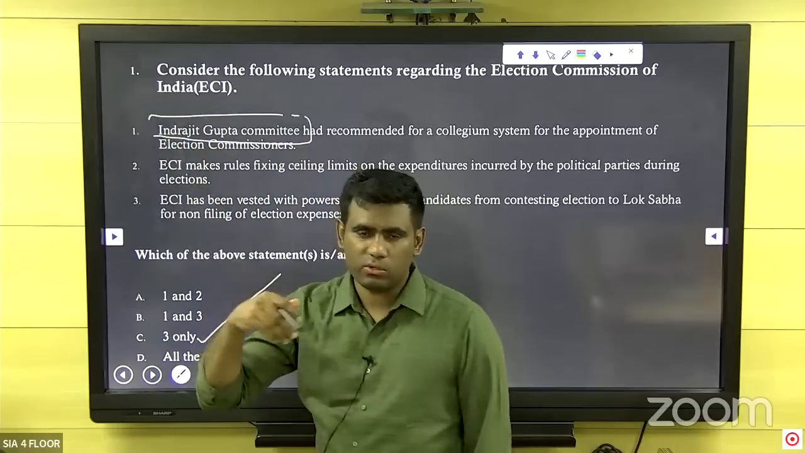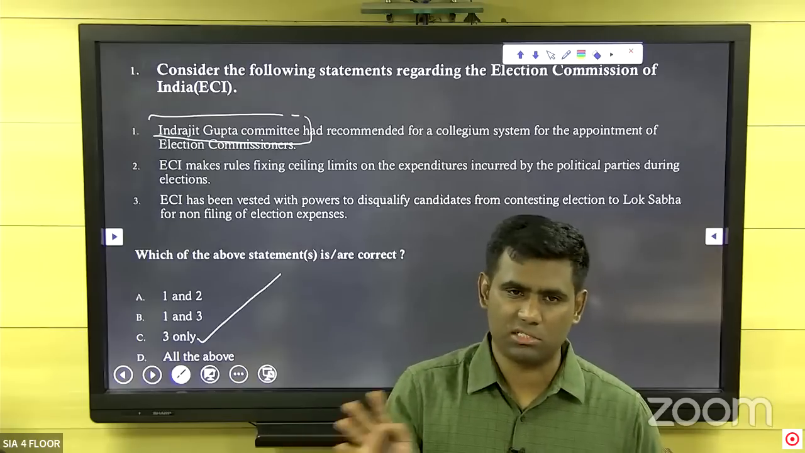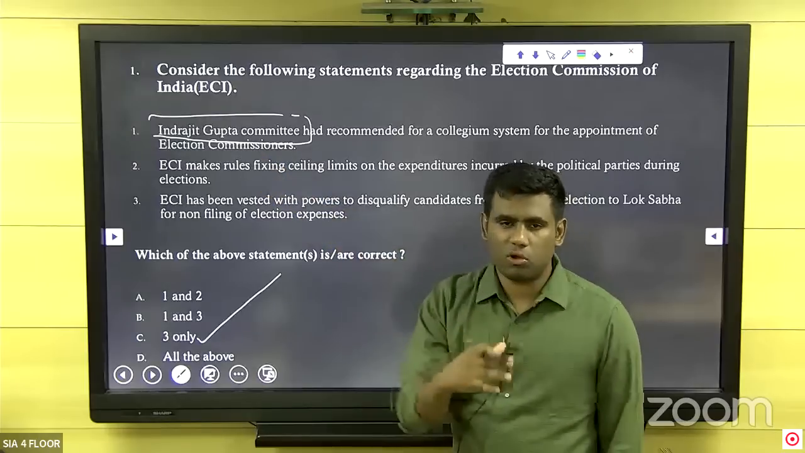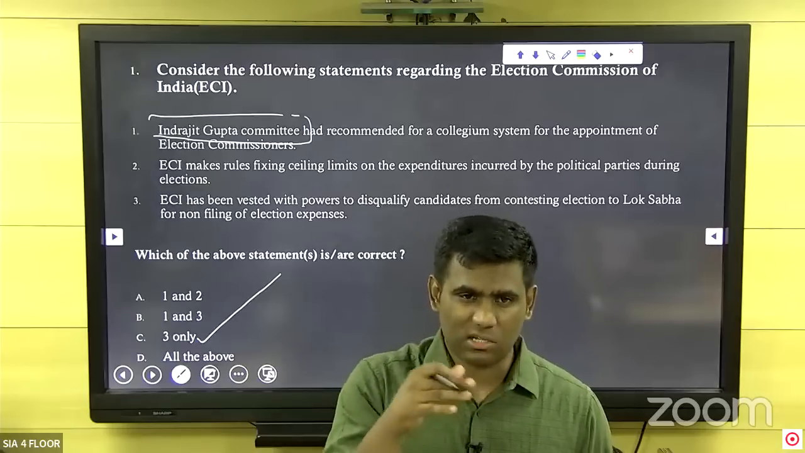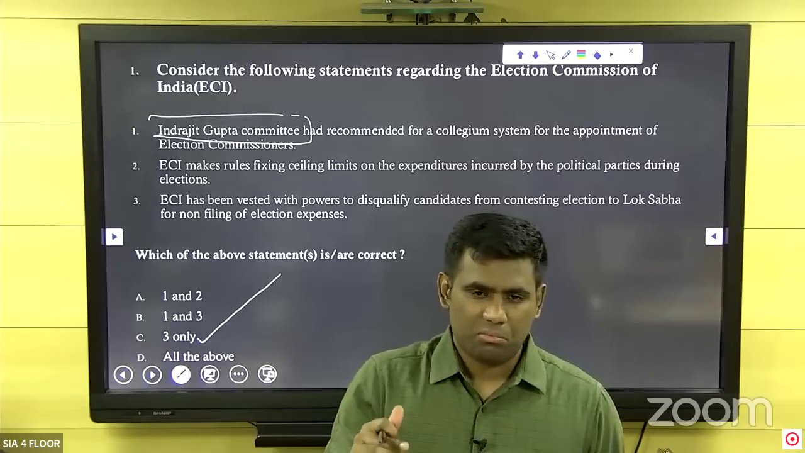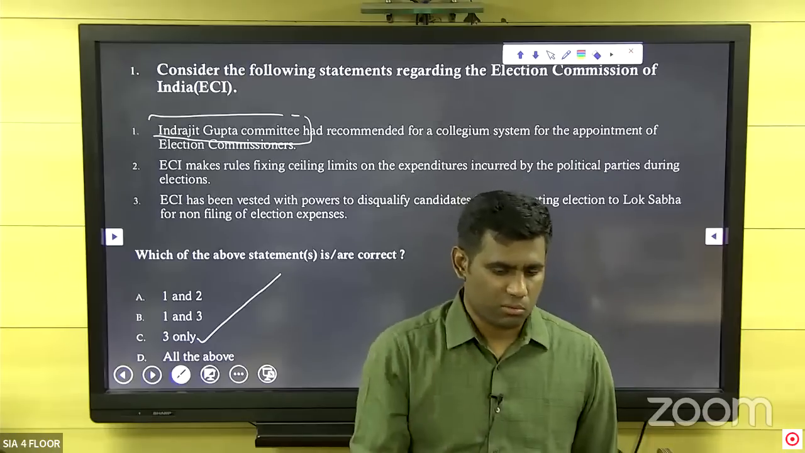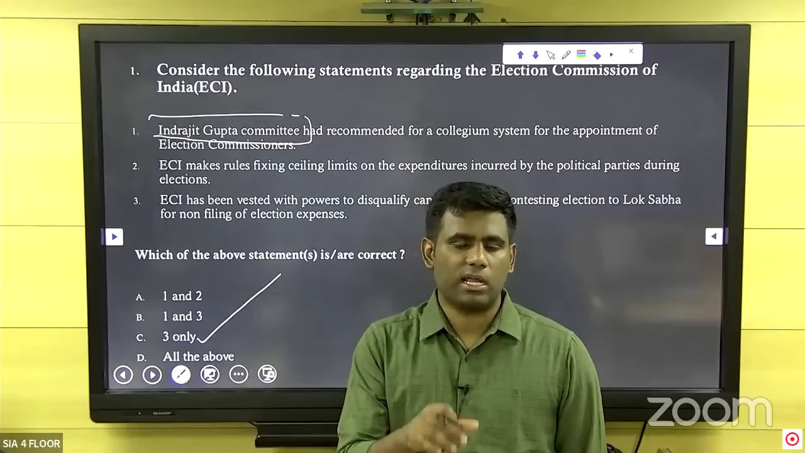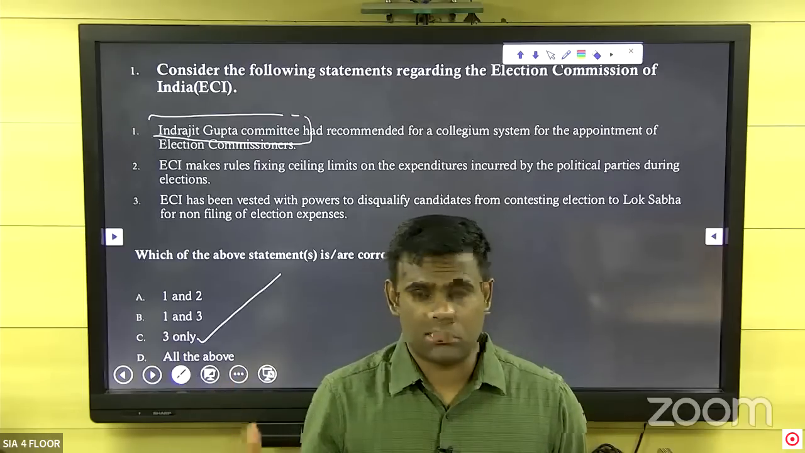Okay, we cannot go into the details of every committee regarding elections, and we cannot memorize every committee's recommendations and everything. But broadly, you should know that Dinesh Goswami committee is about electoral reforms. It is about changing the composition of election commission, imparting more independence to election commission, and many other changes to RPA 1950-51 were all recommended by Goswami committee. Whereas Indrajit Gupta committee regarding election, its only purpose is on electoral spending, how to reduce expenditure with respect to elections. That was the only objective.